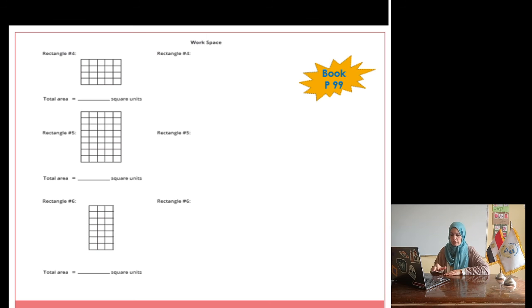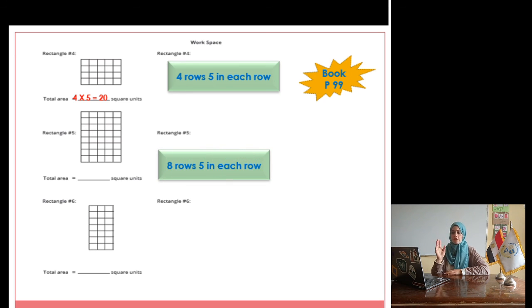Rectangle number 4, you have 4 rows and 5 columns. It can be 4 times 5 or 5 times 4. You still get the same answer. You have 20 square units. As for rectangle number 5, you have 8 rows and 5 columns. You can write them 8 times 5 or 5 times 8. You get the same answer, 40 square units. For rectangle number 6, you have 7 rows and 3 columns, which gives you 7 times 3 equals 21 square units.